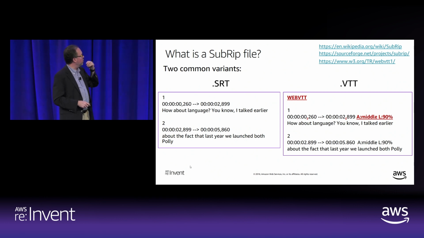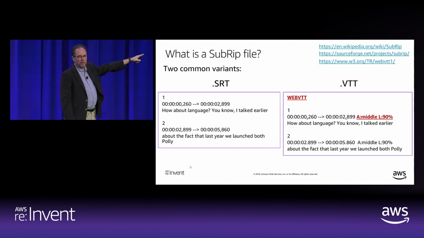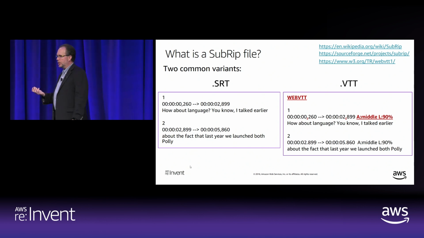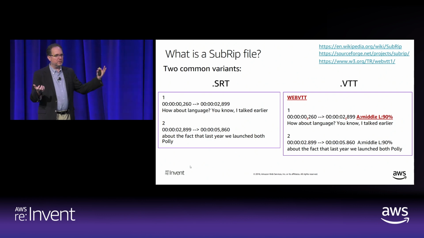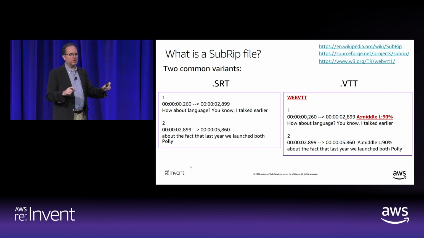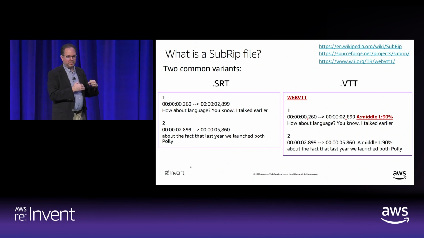You'll see the time encoding here. It starts out at 2.6 seconds, and he says, well, how about language? You know, I talked earlier about the fact. So you can see exactly when the first words started and when the last word ended. Okay, but remember what we get from JSON is the start and end time of each word. So our job here, we'll see in a second, is to actually figure out where the first word starts and where the last word ends, so that we can correctly encode this particular VTT file so the video and the text lines up.